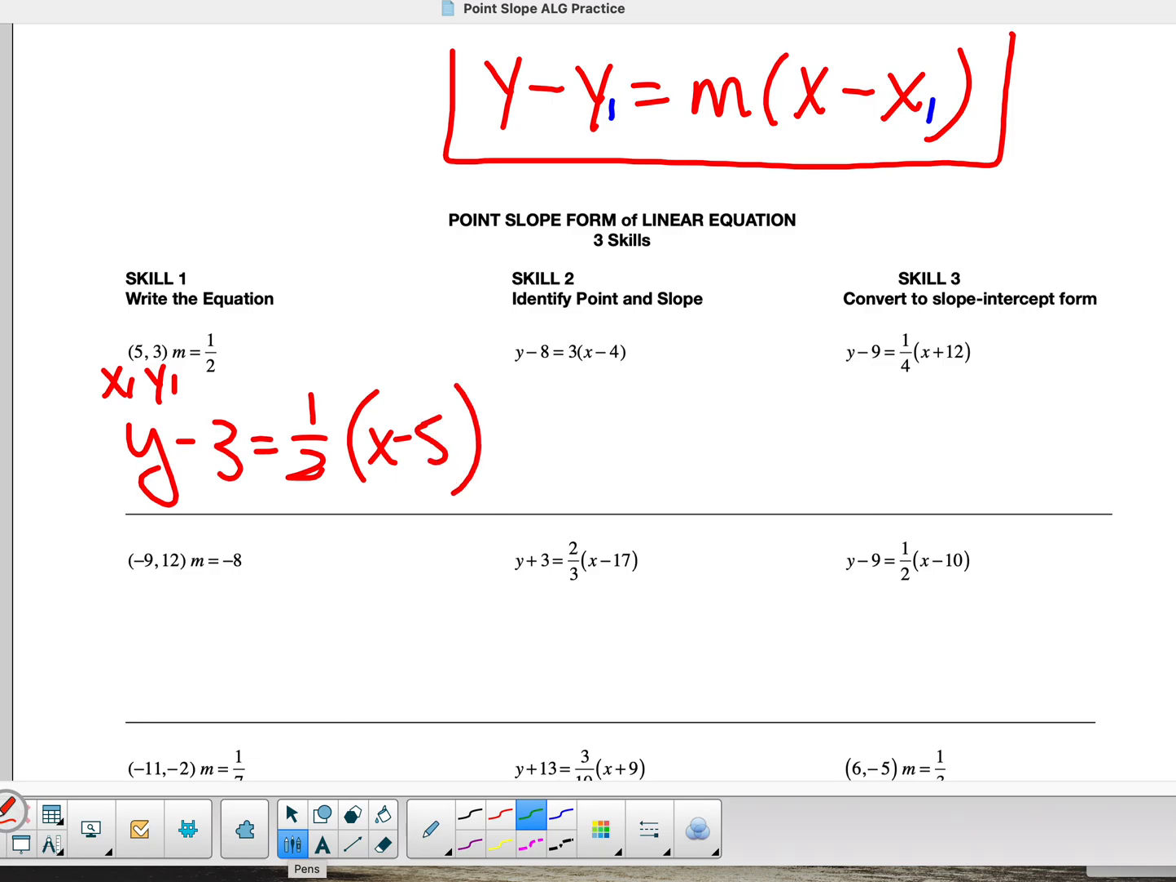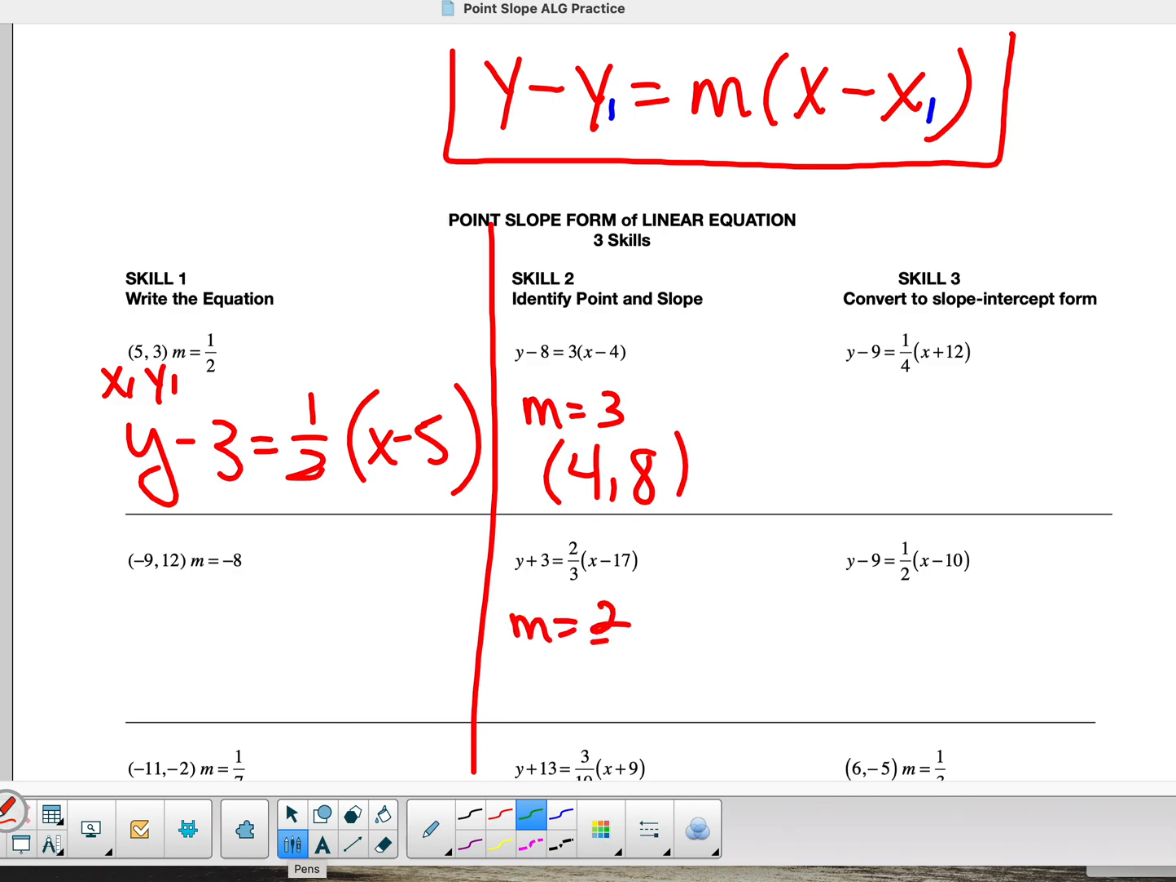And we've talked about this in class a little bit, so you're already familiar with this skill. And then you would simply stop. The second skill, if you're given the equation, you identify the parts. So here the slope is 3, and the ordered pair used is positive 4, positive 8. In the next example, the slope is 2/3, and the ordered pair given was positive 17, negative 3. When it's an addition, that means you input y minus negative 3, but the double negatives make that a positive.